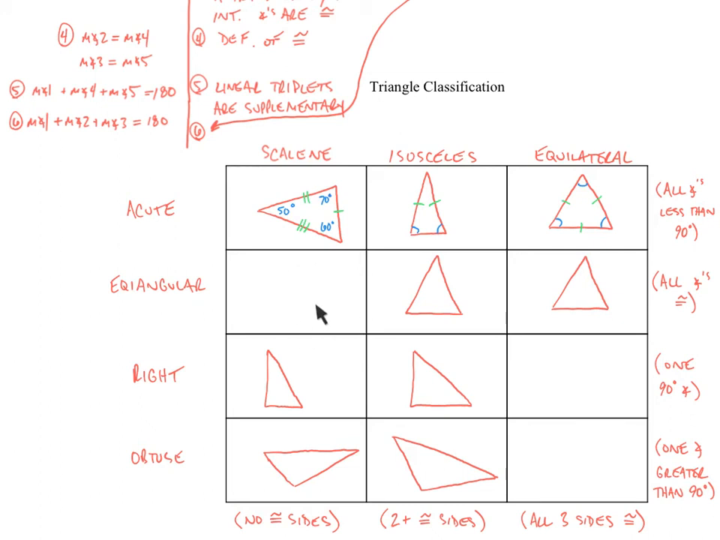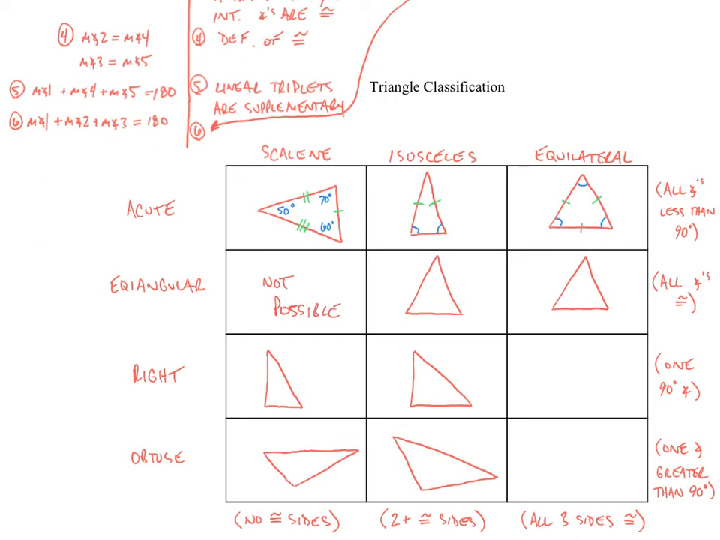Now this box here is blank, and the reason for that is because you cannot create a scalene triangle where all of the angles have the same measure. It can't be done. So this is not possible. Right? Scalene means none of the sides are congruent.